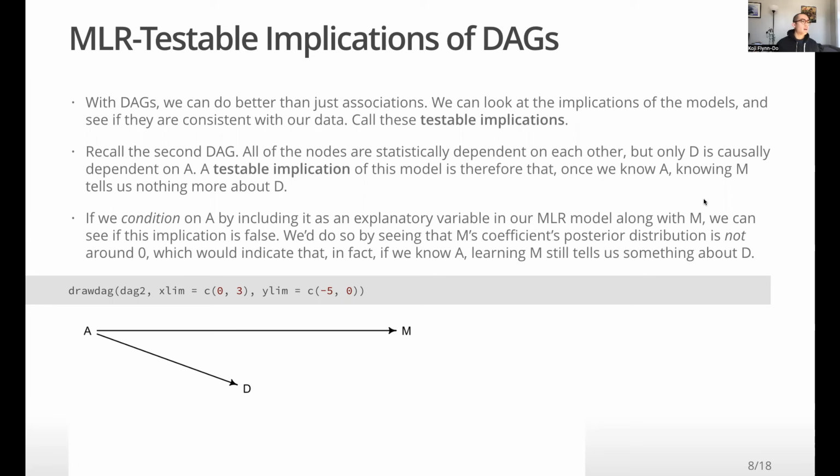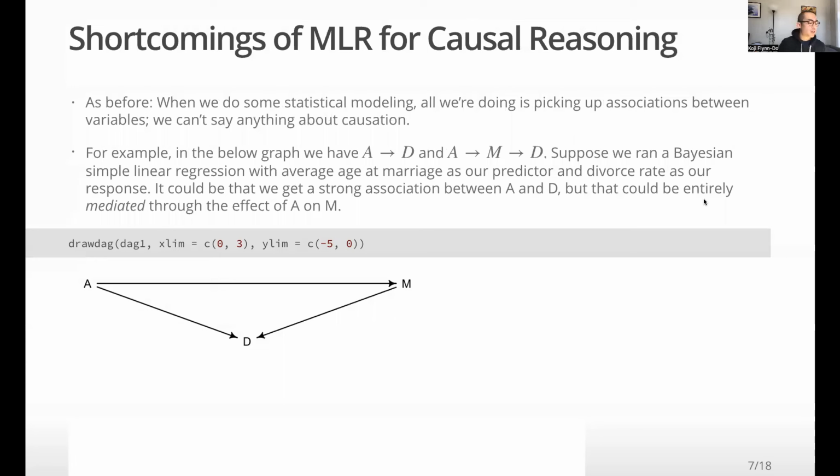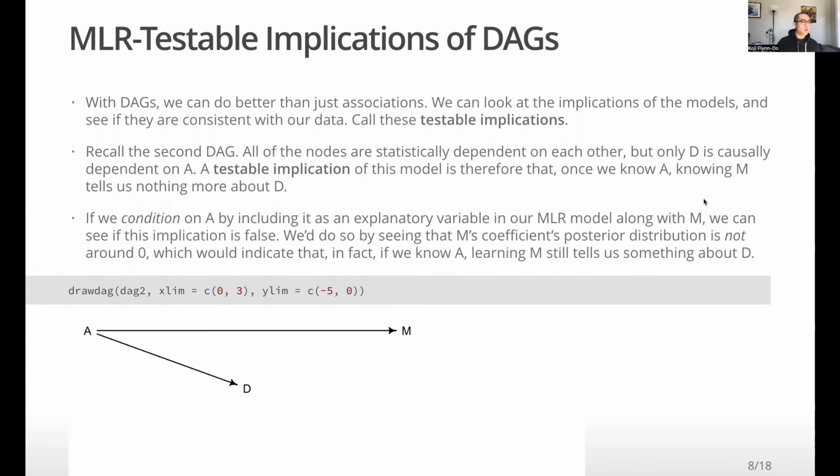So I want you to compare this DAG with this one. The key feature between the two, of course, is that in the second one, marriage does not causally influence D. And so a testable implication of this model then is that once we know A, knowing M tells us nothing more about D. And the reason for this, of course, is that the reason that M is associated with D is purely statistical. It's purely probabilistic, right? Because it is connected through A.